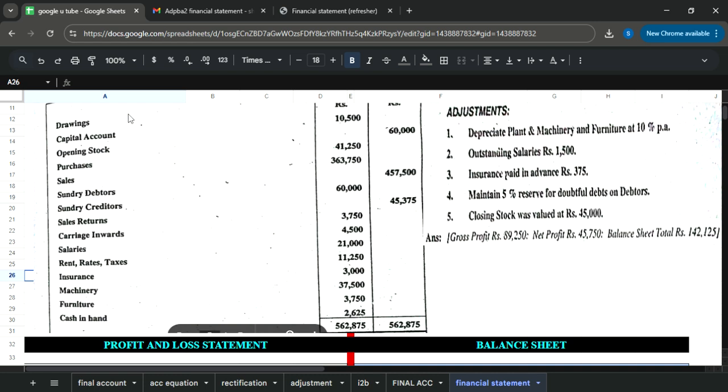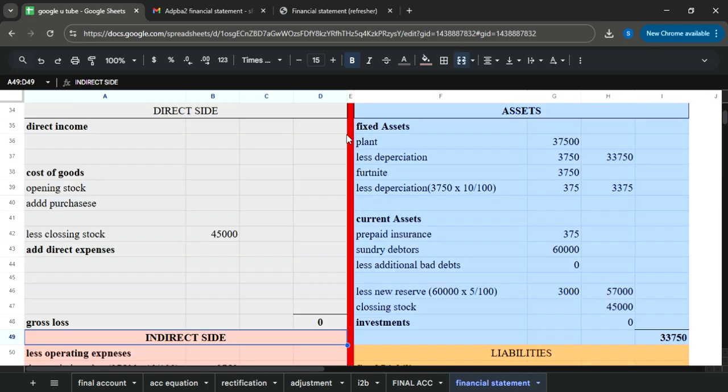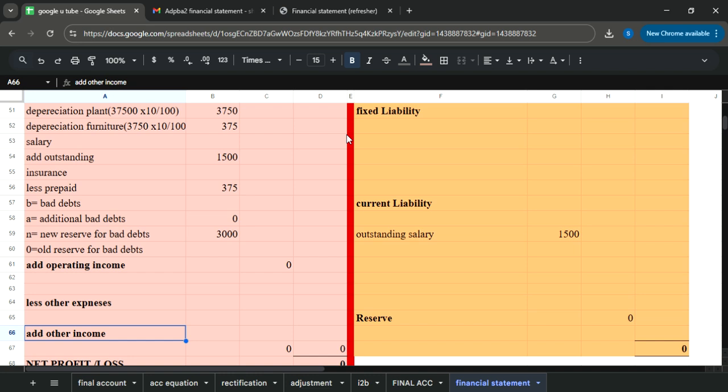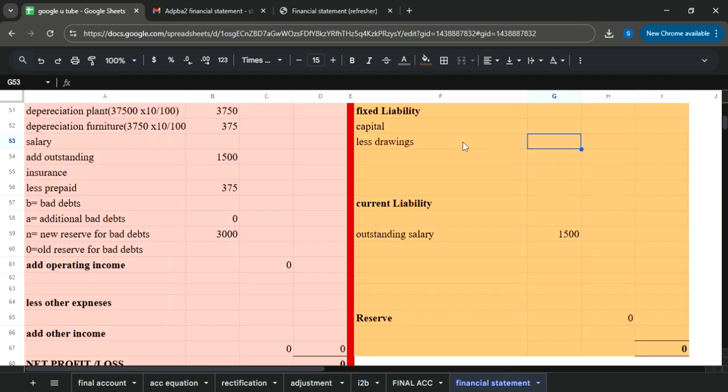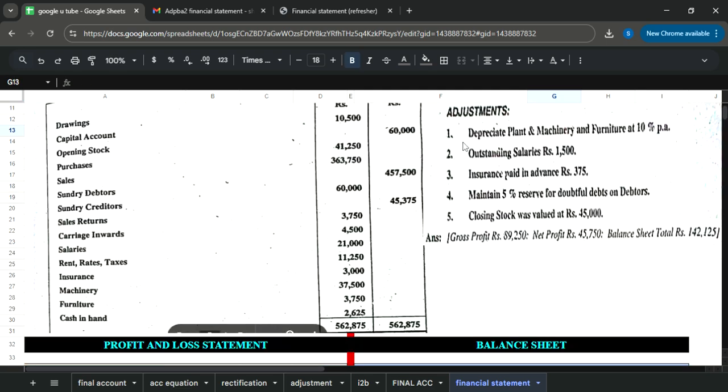All adjustments are completed. Each adjustment had two effects, and both are done. Now we are ready to put our amounts from the trial balance. First is drawings, 10,500. This is part of your liability. Here you will write fixed liability. First you will mention your capital, then less drawings would be subtracted. How much is the drawing amount? That is 10,500. Just write down 10,500.